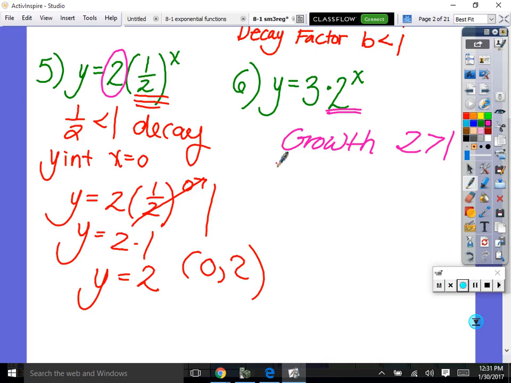Okay, so it's growth. Our y-intercept is when x equals 0. So what's my answer going to be? 3. So we plugged in 0, got out 3. Guys, is everybody able to see it? 2 to the 0 power is 1. So do you see how it's just 3? Our y-intercept is going to be our initial value for non-shifted exponentials.